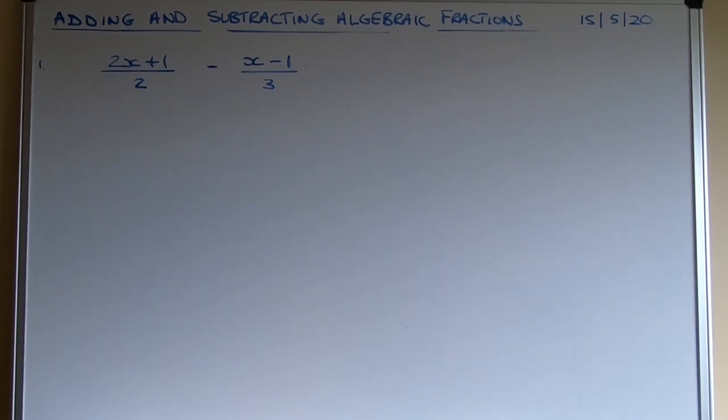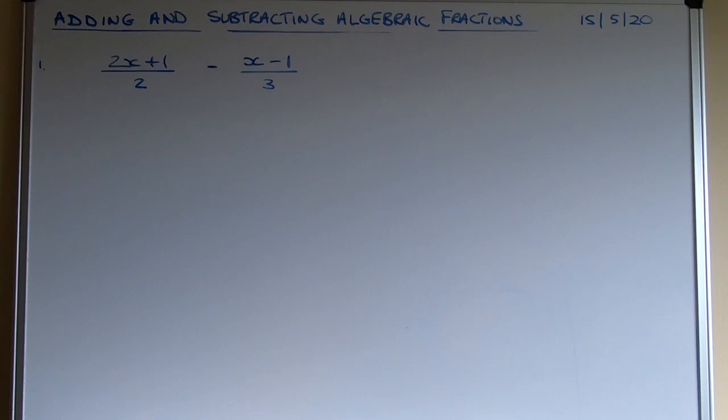Now we agreed that we could only add or subtract fractions if we had the same denominator. And at the moment we don't. The denominator in the first part is 2 and the second fraction is 3. So the first task is to make sure we have the same denominator. Now do you remember what we did yesterday?